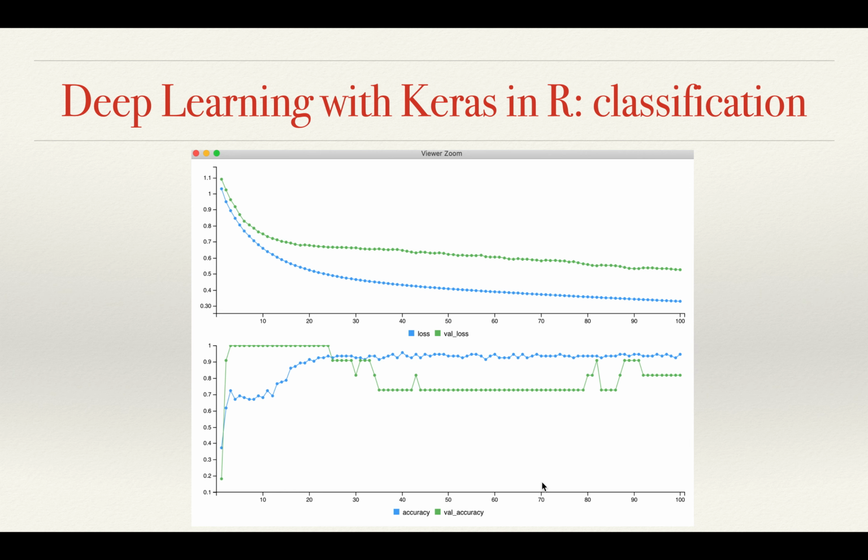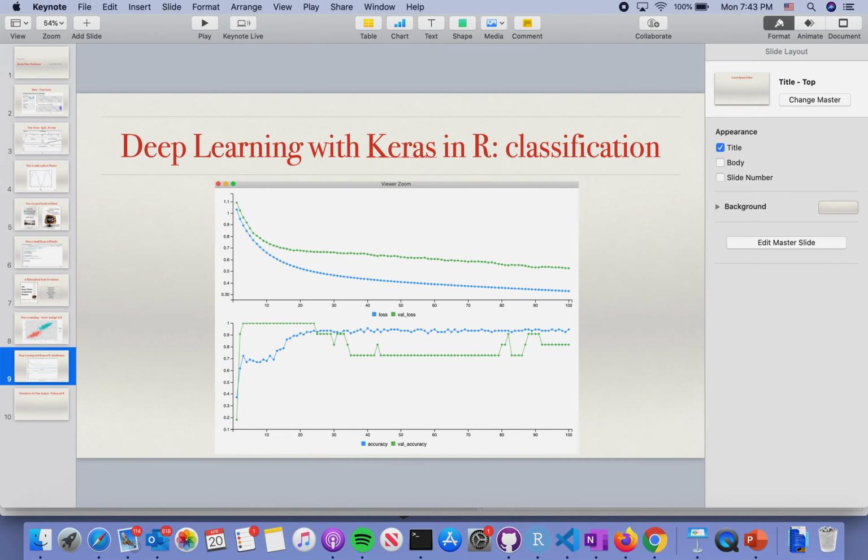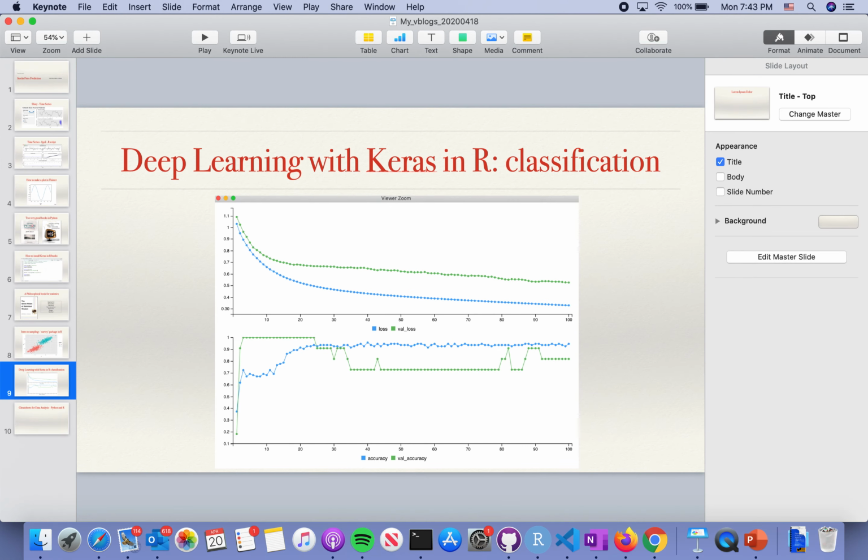Hello, everyone. Today we're going to take a look at deep learning with Keras done in R, and give you an example on classification first. The example is what we are very familiar with: the iris flower data set with base R. So we don't have to worry about where to get the data.